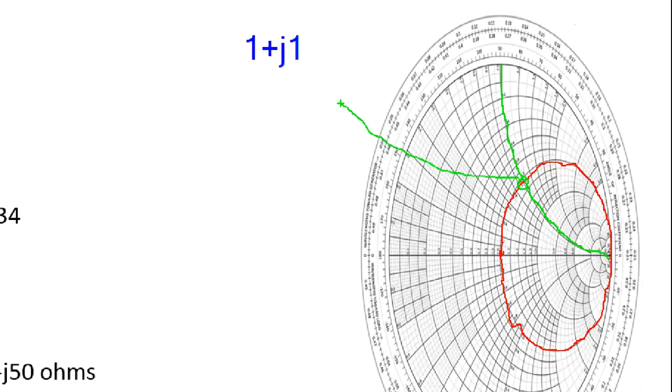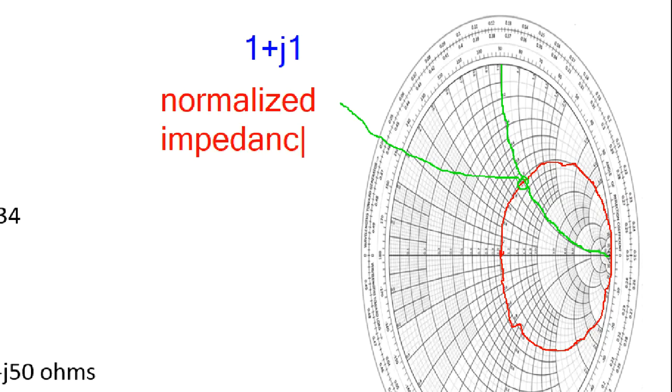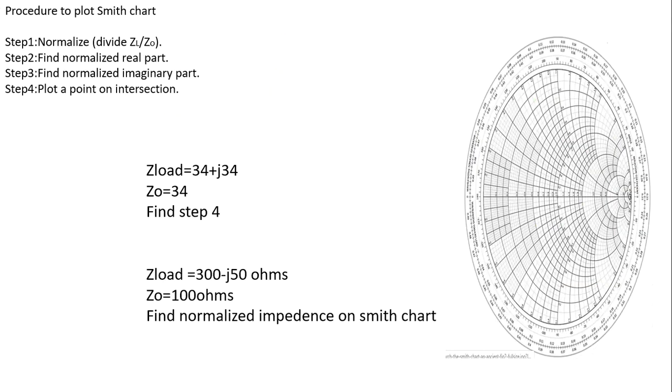That point is called the normalized impedance. Unknown impedance can be calculated here. This is how we can solve a problem for a given load.